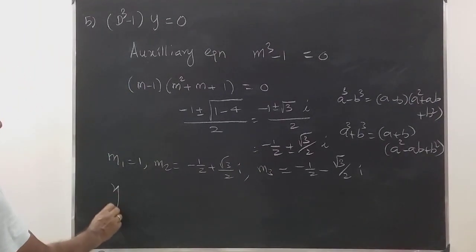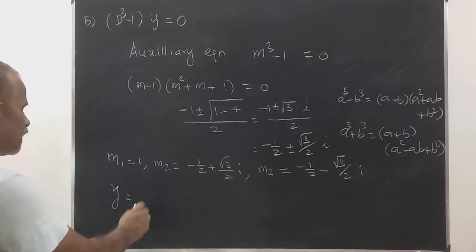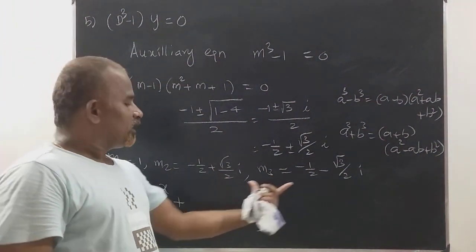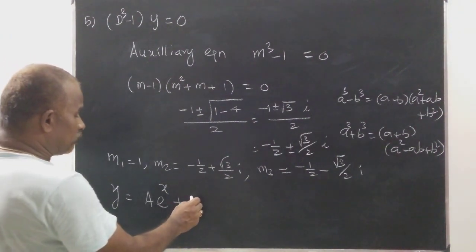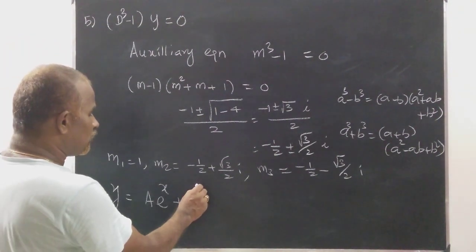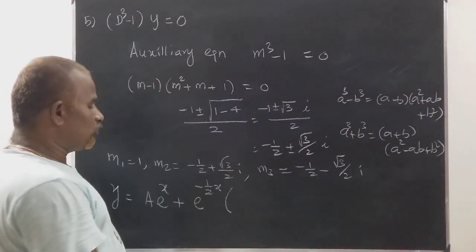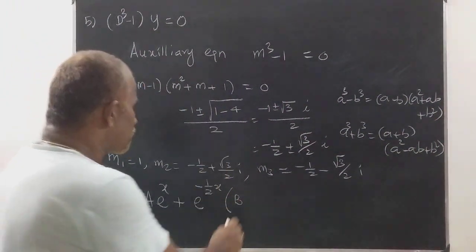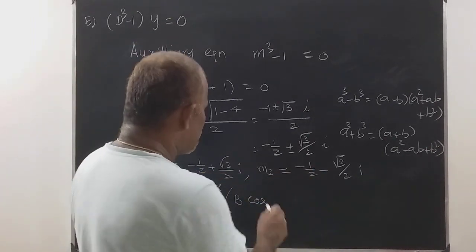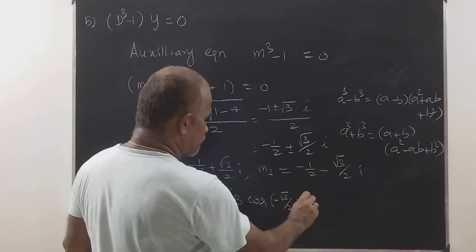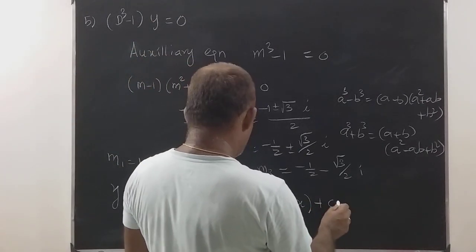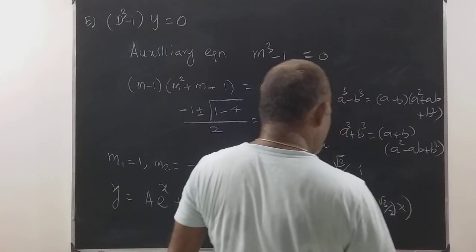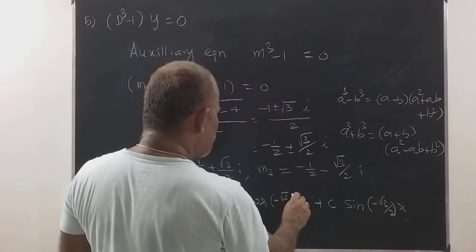So therefore the complementary function y is equal to, first of all this root is real, so therefore I can take a into e power x plus, here the two roots are imaginary occurring as a pair, so therefore e power alpha x, alpha is equal to minus 1 by 2, therefore e power minus 1 by 2 x into, the constant a we have already taken, so therefore b cos beta x, beta is root 3 by 2 x, plus c sin beta x, root 3 by 2 x.